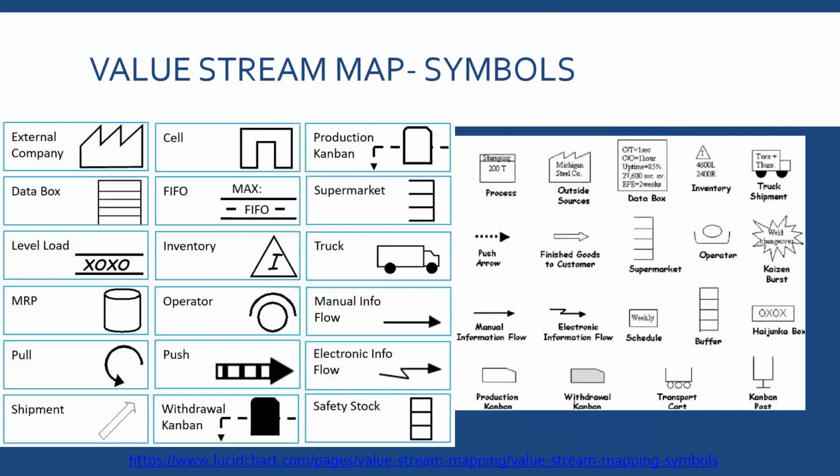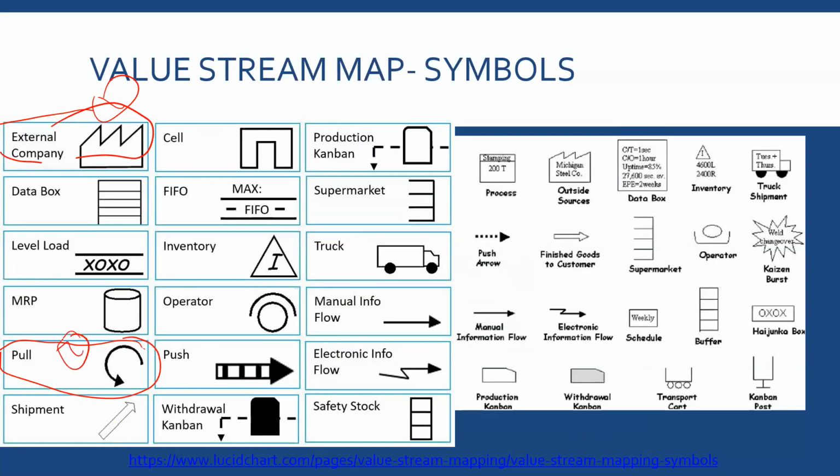In order to be able to create the value stream map, you should be familiar with the symbols that we use. For example, this first one represents the external company, such as the supplier. Data box here. Level load, MRP, pull, shipment. Now I'm going to focus on just the most important things. I want you to focus on the external. I want you to focus on the pull.